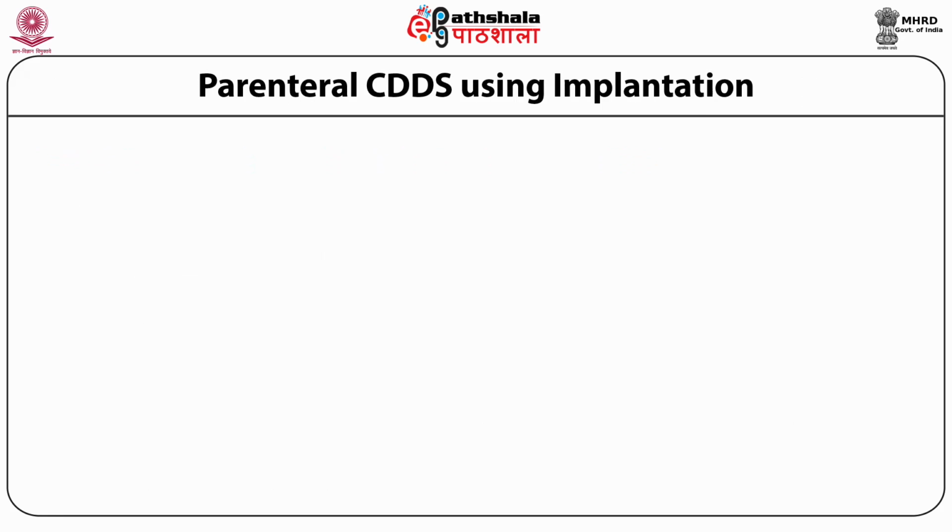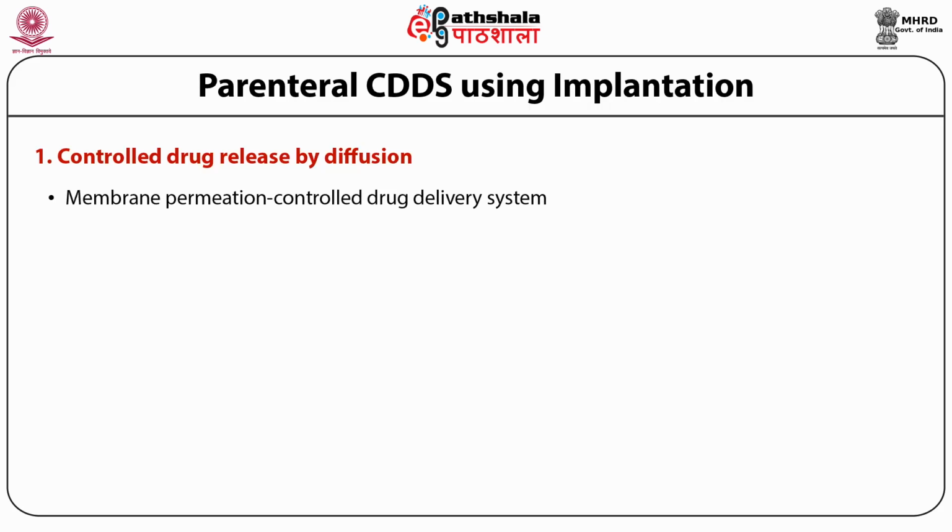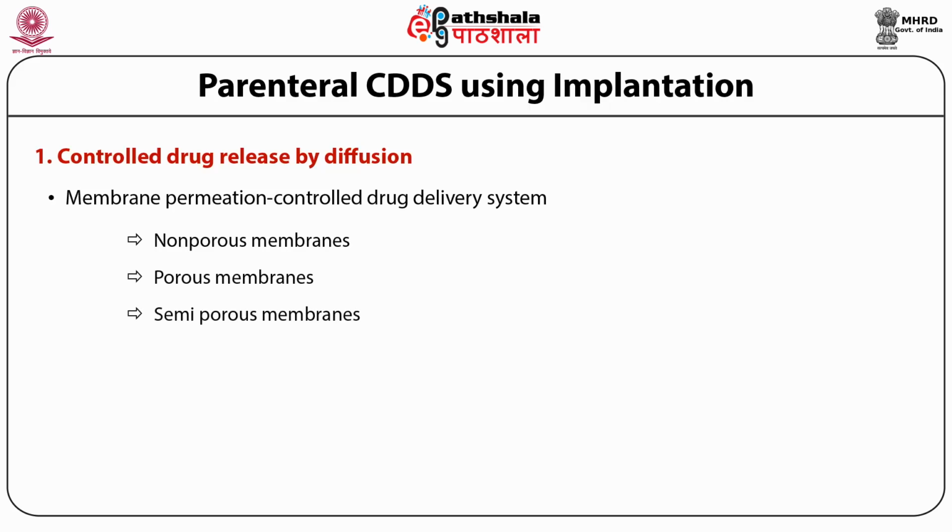Another very suitable approach for getting a controlled drug delivery via the parenteral route is using the concept of implantation. There can be a variety of implantable parenteral controlled drug delivery devices, and they can be classified as, the first one, controlled drug release by diffusion mechanism showing devices. So under this we can have the membrane permeation controlled drug delivery systems, wherein they can use a non-porous membrane, a porous membrane or a semi-porous membrane.